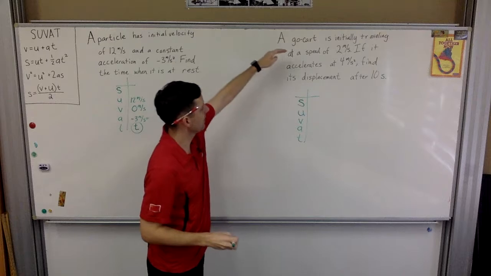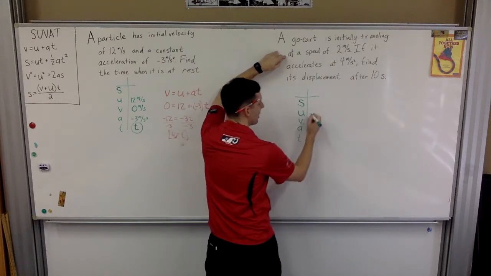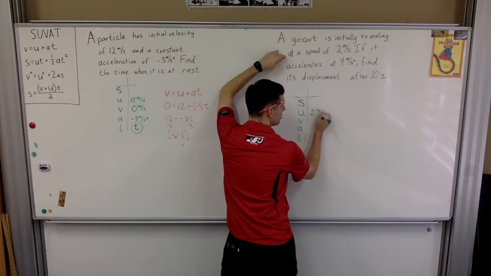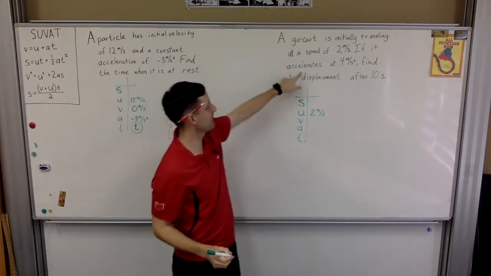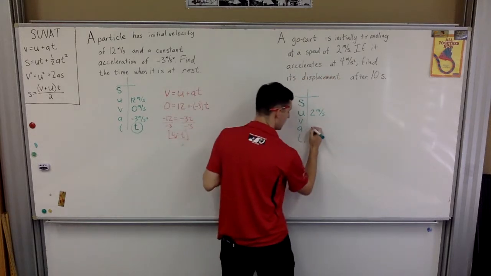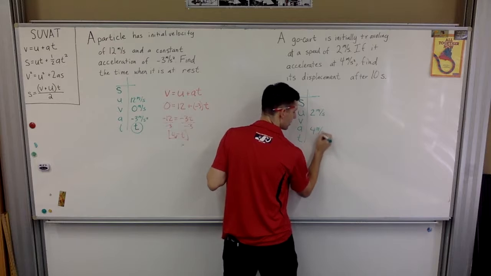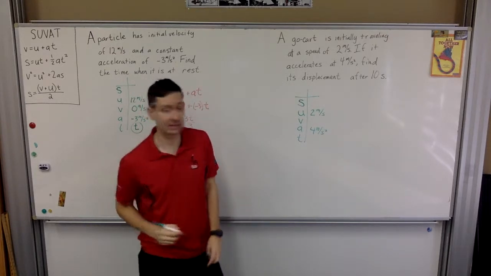Okay, obviously right here it gives me a speed of 2 meters per second. That's my initially traveling, so I'm going to put that in, 2 meters per second, for my initial velocity. Let's see what else. It gives me my acceleration at 4 meters per second squared. So I'm going to put that in, 4 meters per second squared. And then it gives me a time of 10 seconds.